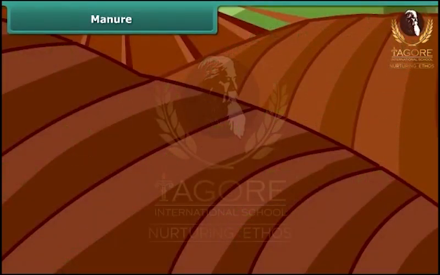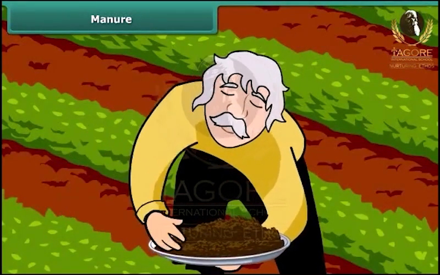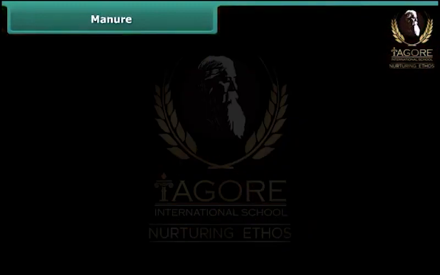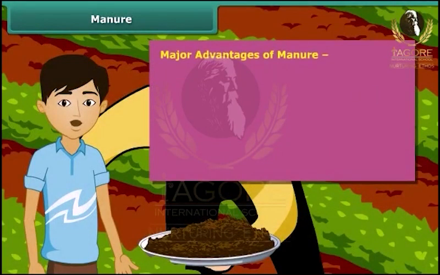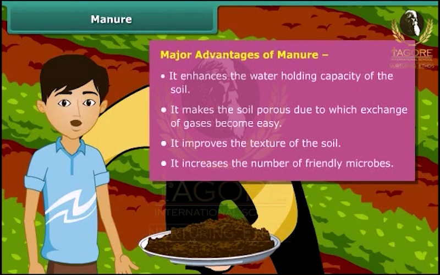Soil fertility and nutrients are reduced due to repeated cultivation of crops year after year. Farmers therefore add manure to the fields to replenish the soil with nutrients. This process is called manuring. Now let us look at some of the major advantages of organic manure. Manure enhances the water-holding capacity of the soil. It makes the soil porous, due to which exchange of gases becomes easy. It improves the texture of the soil. It also increases the number of friendly microbes necessary for a healthy crop.